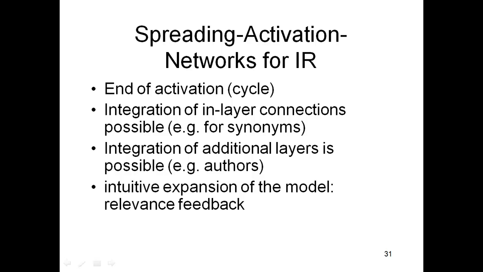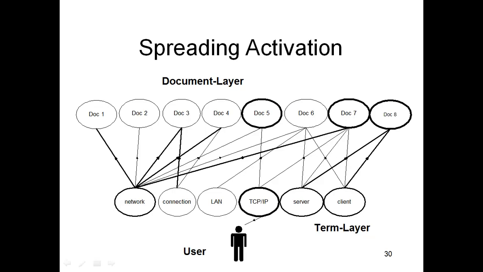Something else that comes quite naturally: we can have in-layer connections, for example between synonyms. In this case, we only have connections between documents and terms. But if we know that the term network has something to do with TCP/IP or server client, then we can inject this knowledge into the network by simply creating a connection there. And then activation is transmitted automatically within the layer to other related terms. Here we can use a thesaurus, for example, to add in-layer connections to the network.